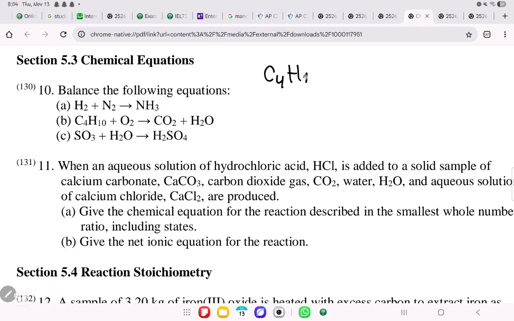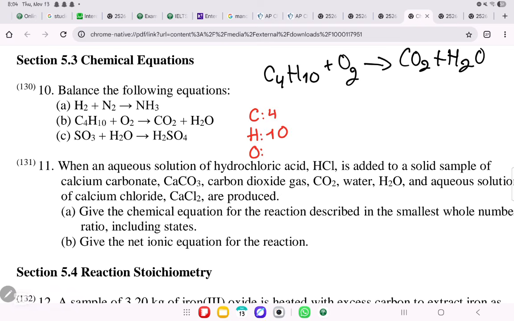I start. How many elements do I have? I have 3 elements: carbon, hydrogen, oxygen. Carbon, I have 4 carbon here, 10 hydrogen here, 2 oxygen. Here, my carbon, my hydrogen, my oxygen. My carbon, I only have 1 carbon. My hydrogen, I have 2 hydrogen. Whereas my oxygen, I have 2, 1.